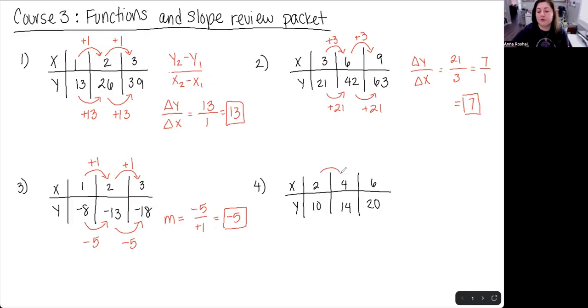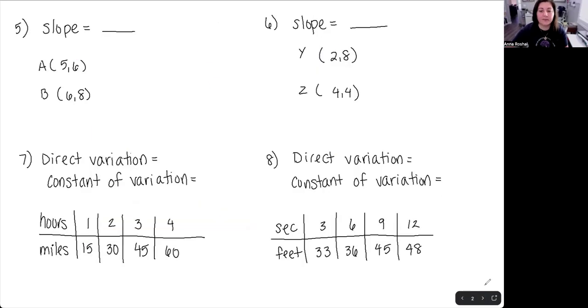Okay, so this one here, I have +2, +2. Then over here, I'm adding 4, and in here, I'm adding 6. So this is not a constant rate of change. It is not a linear function. So I think we can write none, or not applicable, or no constant rate of change. Something along those lines would be totally acceptable.